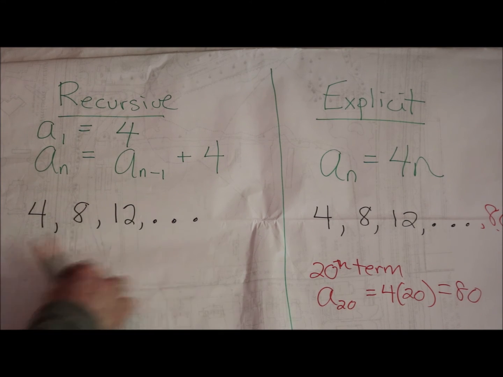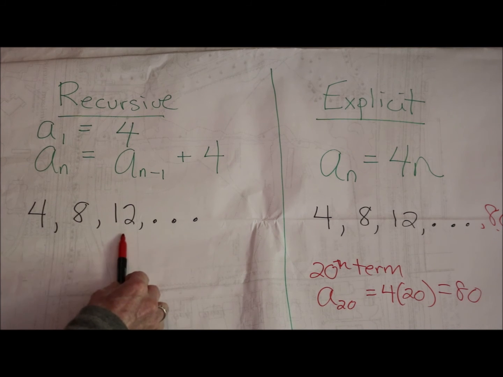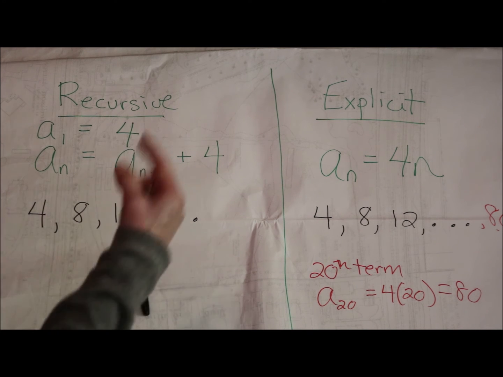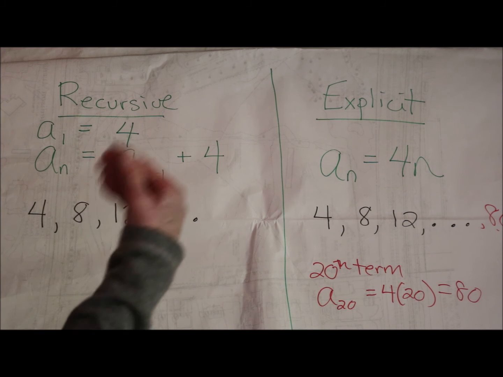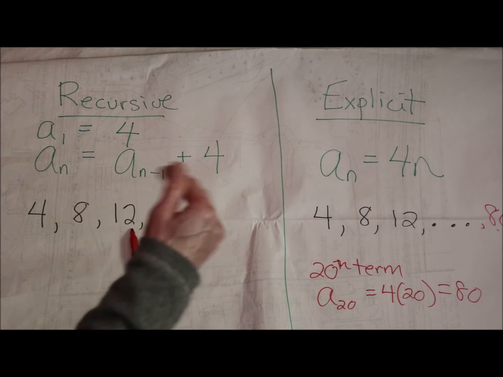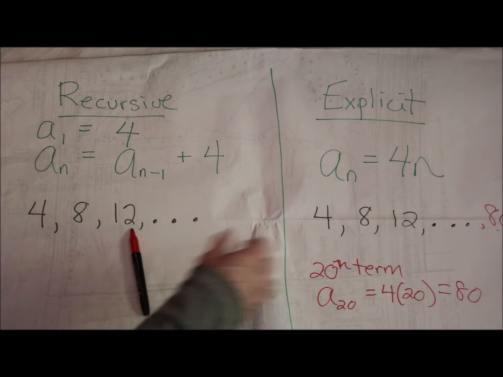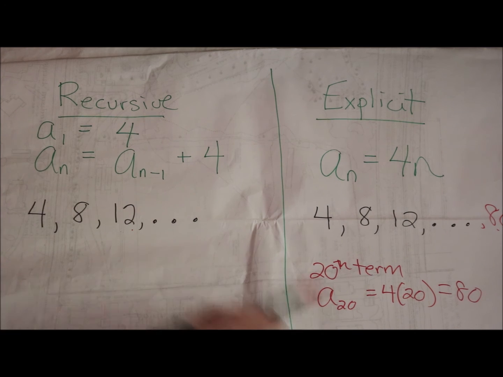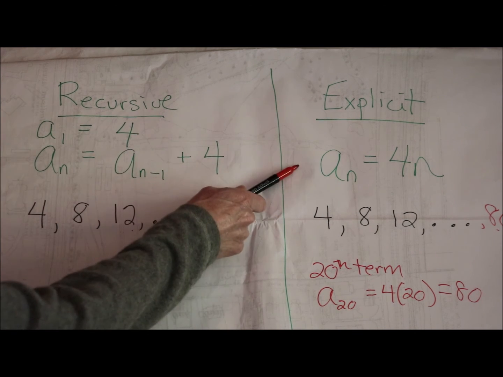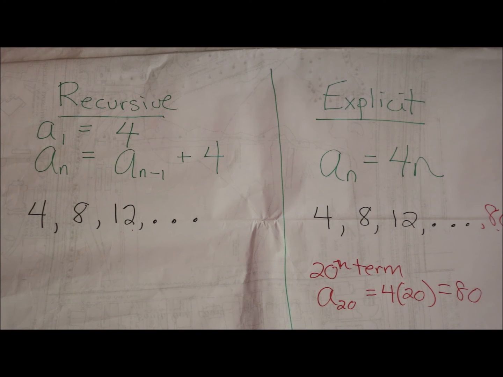Whereas to find the 20th term here, I'd have to say, okay, well, let's see, I'm adding 4, so that would be 16, and then 20, and then 24, and then 28, and then 32, and so on. I'd get there eventually, but the explicit equation allows us to find specific terms very easily. So that's one advantage explicit equations have.